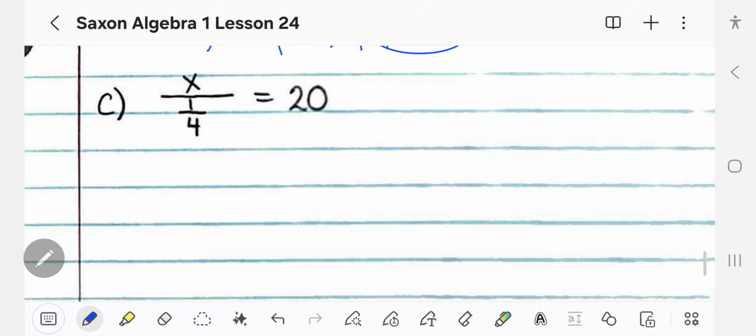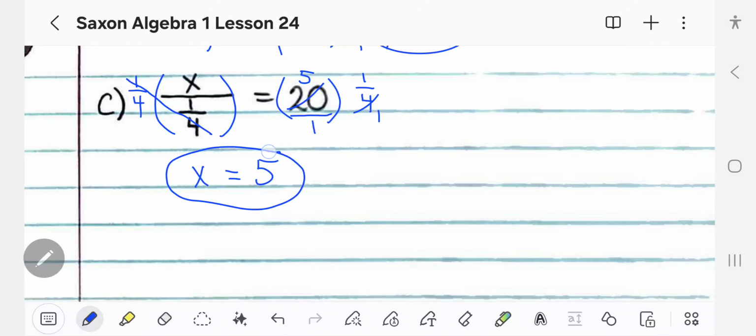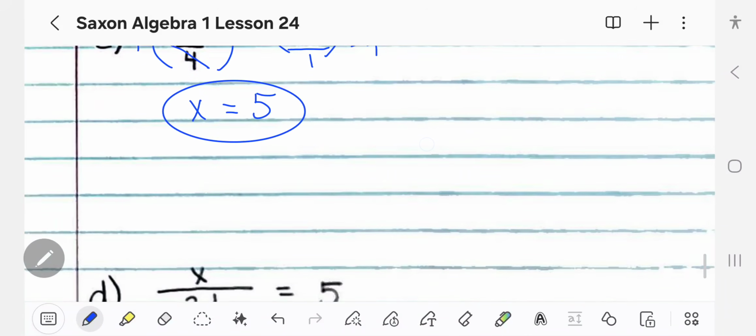For C, they are dividing by 1/4. So let's multiply both sides by 1/4. This is going to cancel. X is equal to 20 times 1/4, you can put it over 1, okay? Or you can remember that multiplying by 1/4 is like dividing by 4. You can keep going back and forth with your inverse operations. And you'll find out here that your answer is 5. So C, the answer is 5.